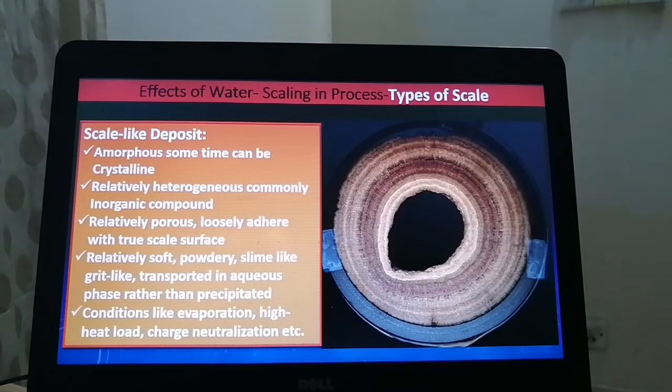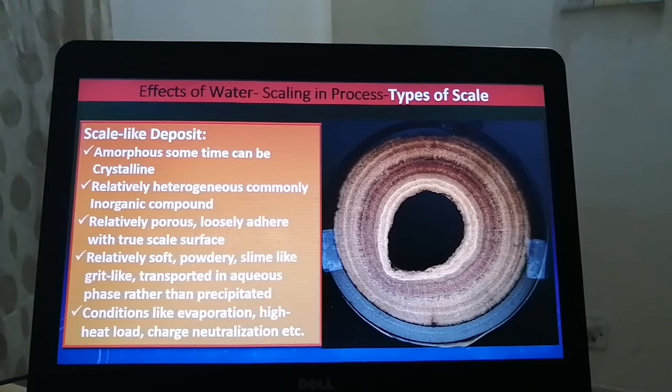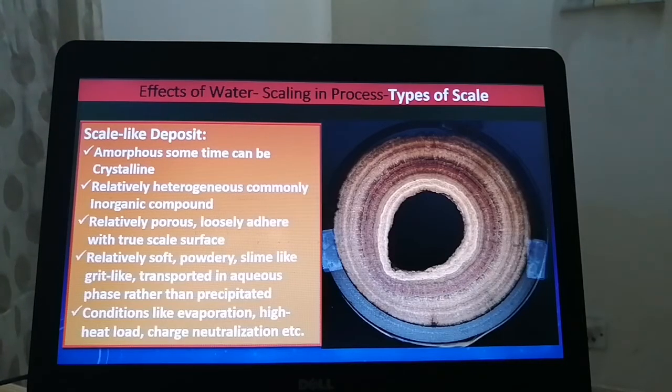Sometimes it can be powdery, sometimes it can be like dirt or grit, and it can be transported with the water flow. It can be transported from one area to another with the water flow, water pattern, pressure, and velocity. So this part is also a scale, but it is not a true scale. This is a scale-like deposit, and it commonly happens in or near areas where high evaporation is there, high heat load is there, or any charge neutralization or other solute interference.